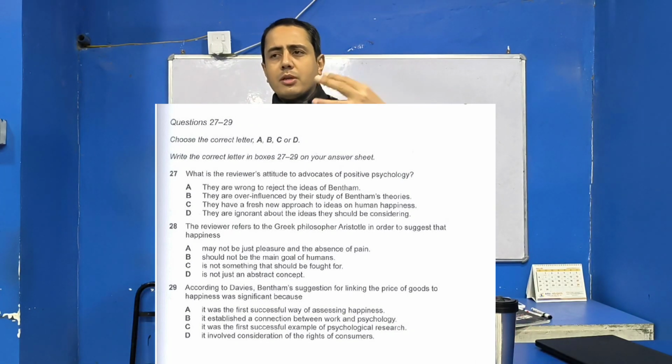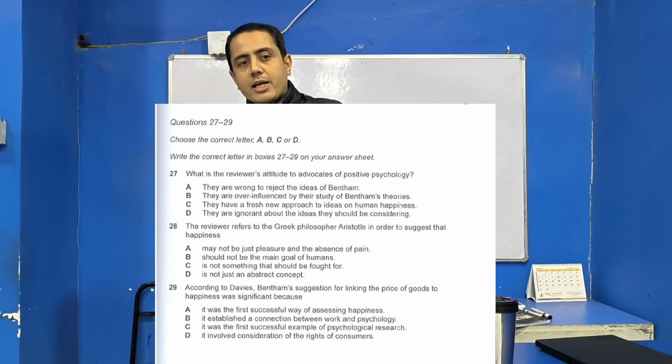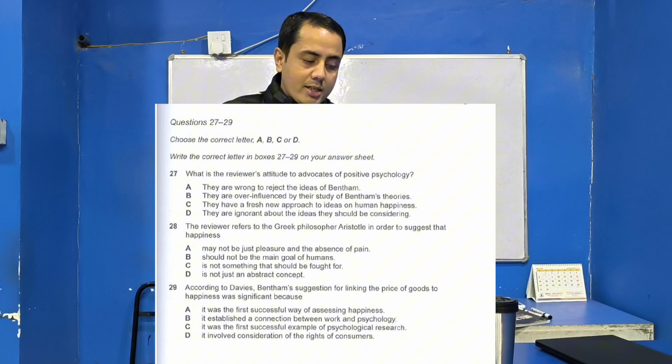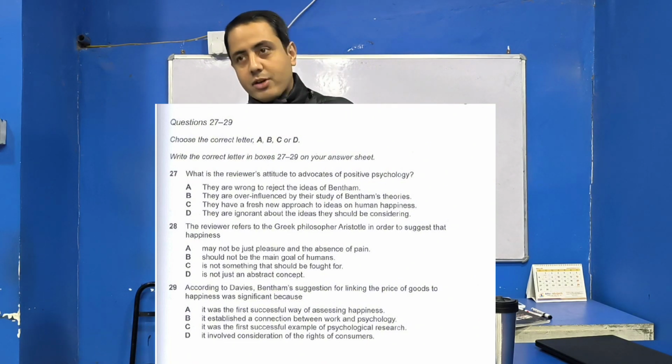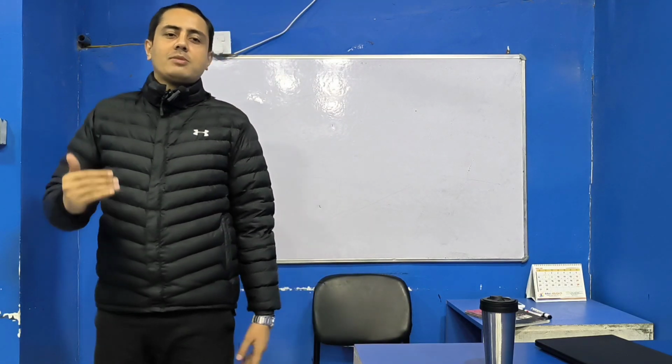Now think how far removed the question is. The question is not what is positive psychology. The question is not who are the advocates of positive psychology. Advocates mean supporters. But the question is, what is the reviewer's attitude towards the advocates of positive psychology? So to understand this answer, we have to first understand what is positive psychology. After we understand that, then we have to understand who are the advocates of positive psychology. And then we have to know what the reviewer thinks about those people, the advocates who are advocating positive psychology. So that makes the question slightly more difficult.